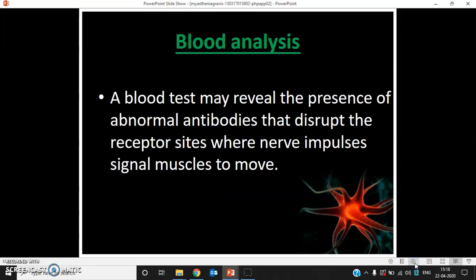blood analysis. We have to go for the ABG, to see how much oxygen is present in the blood and what the pH of the blood is, because the patient may have respiratory compromise. A blood test may also reveal abnormal antibodies, what kind of antibodies are present inside the blood, which disrupt the receptor sites where the nerve impulses signal muscles to move.